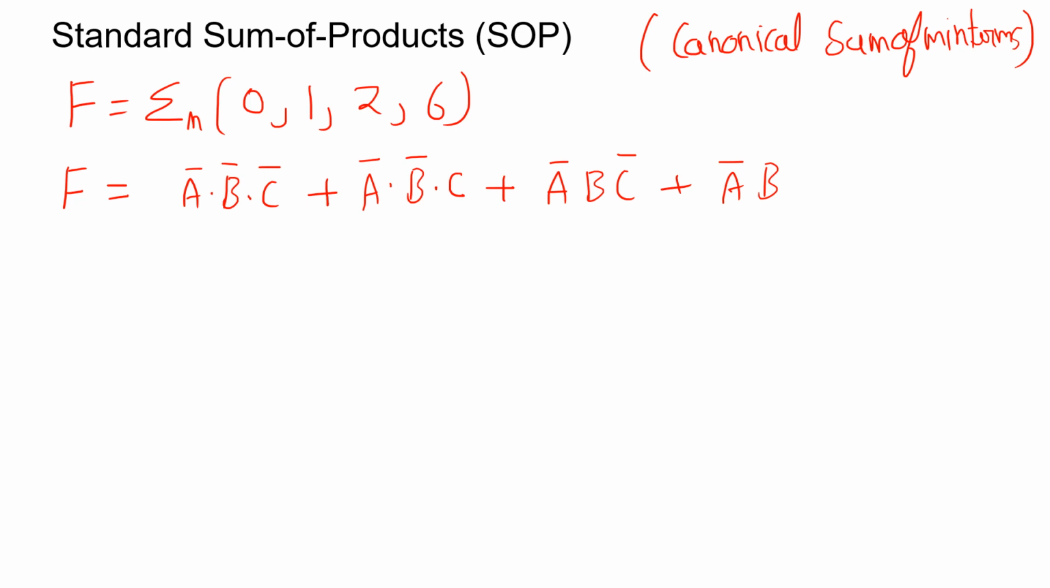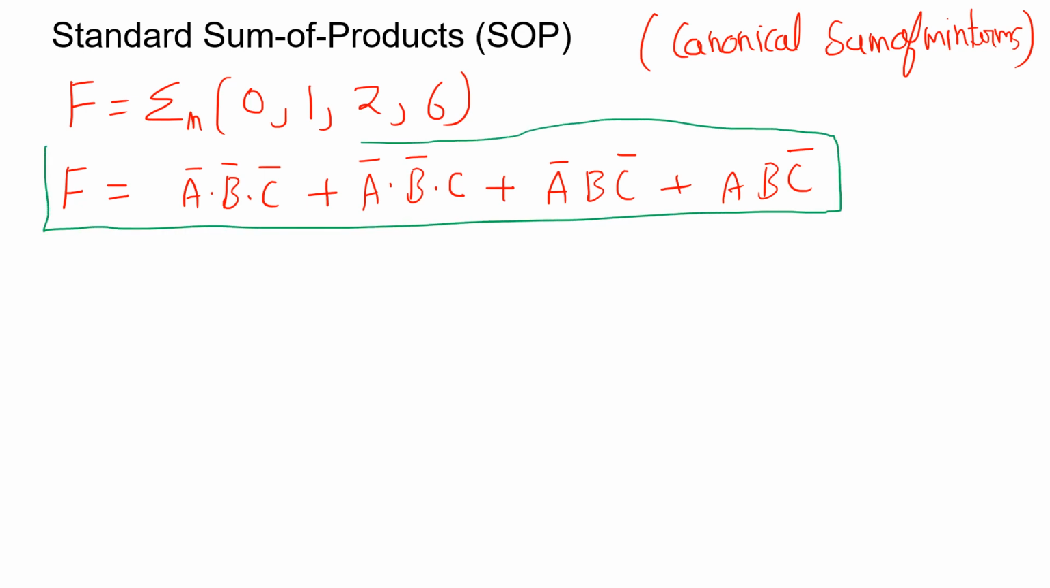sorry, it will not be a bar, so it will be a, b and c bar. This particular expression is known as canonical sum of minterms. This is canonical sum of minterm.